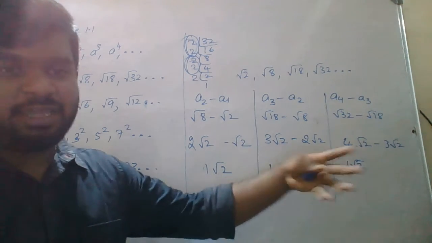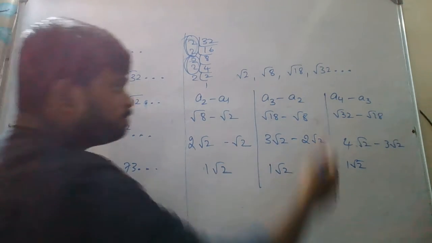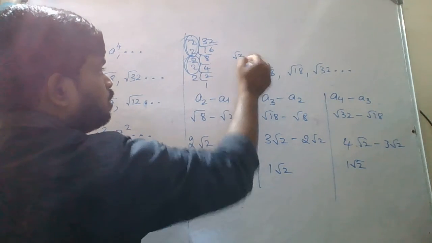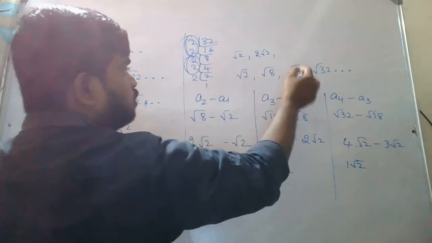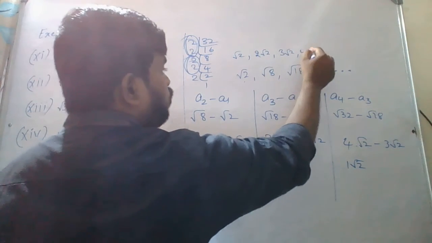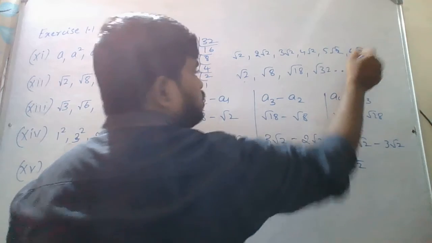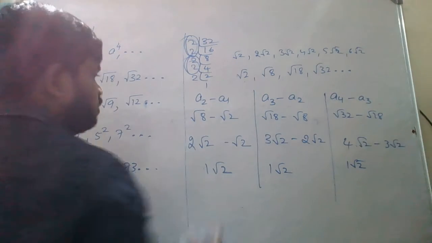You can find the next answers. How do you find the next term? This is root 2. This root 8 can be written as 2 root 2. This is 3 root 2. This is 4 root 2. So the next one will be 5 root 2, 6 root 2, 7 root 2 and so on. This is how you do it.